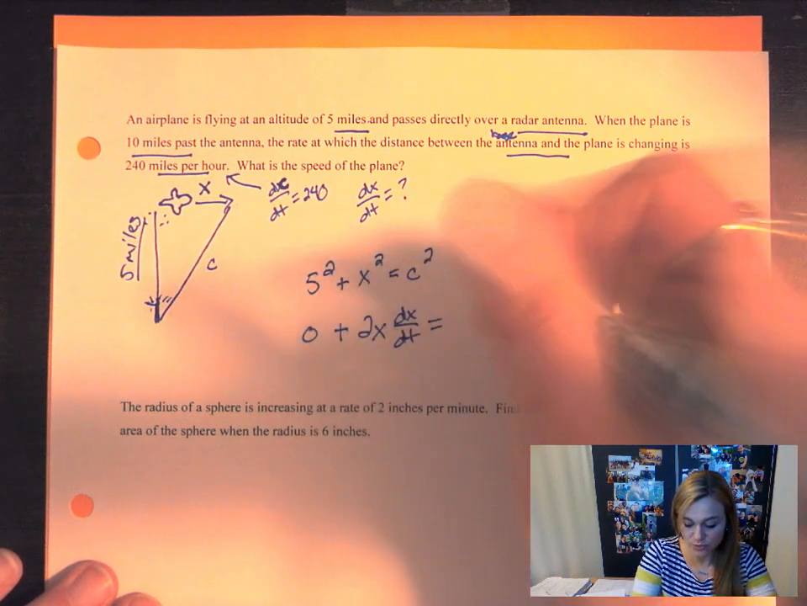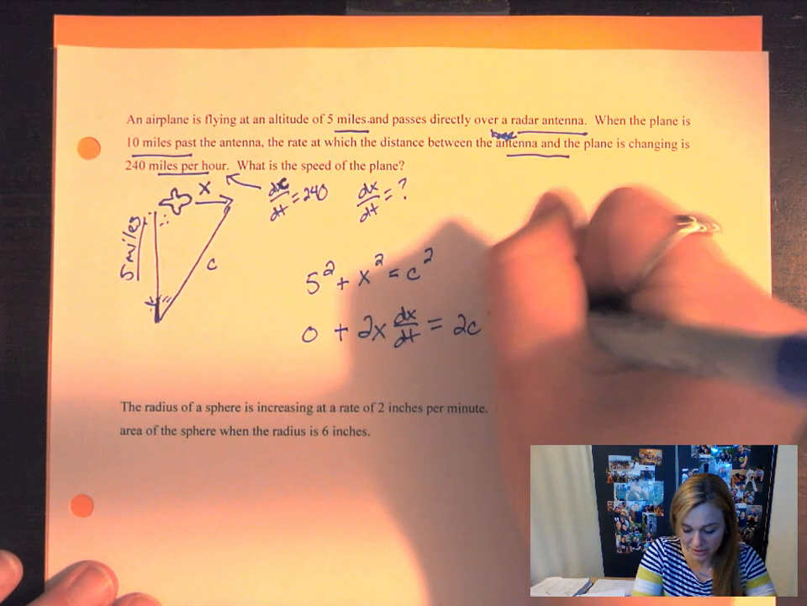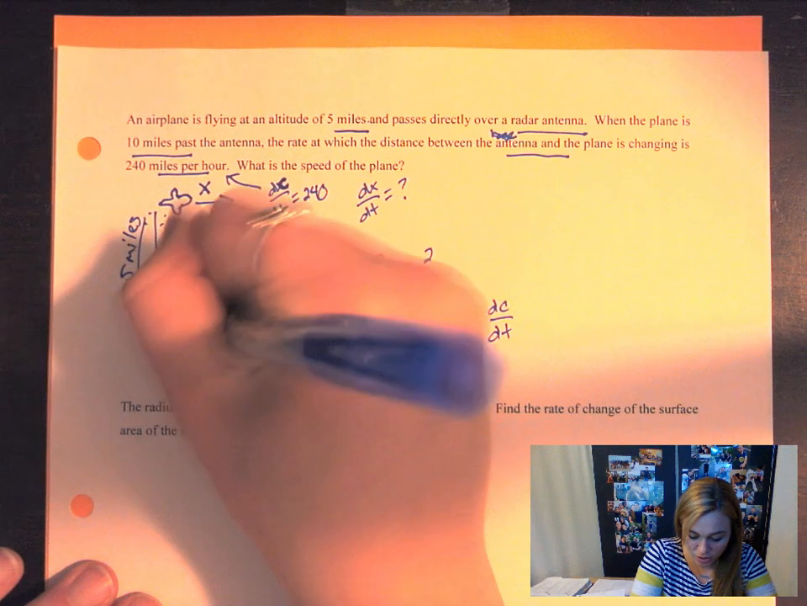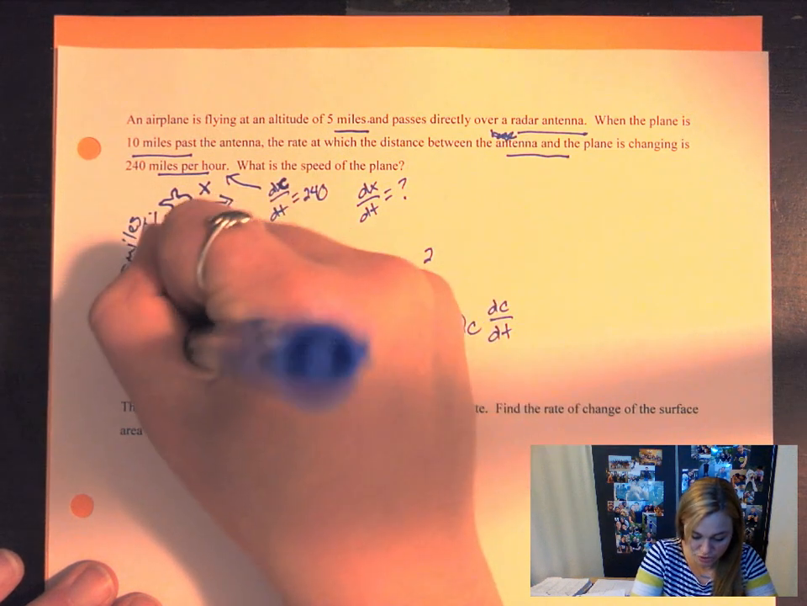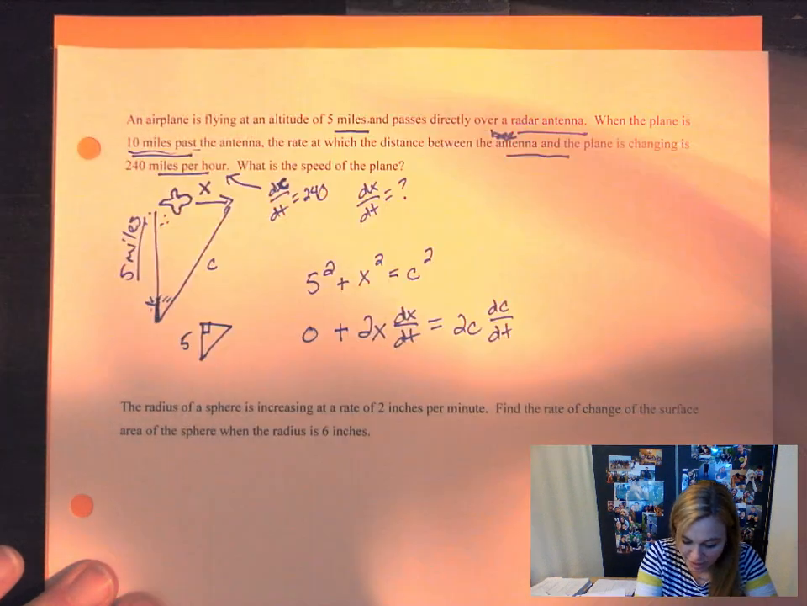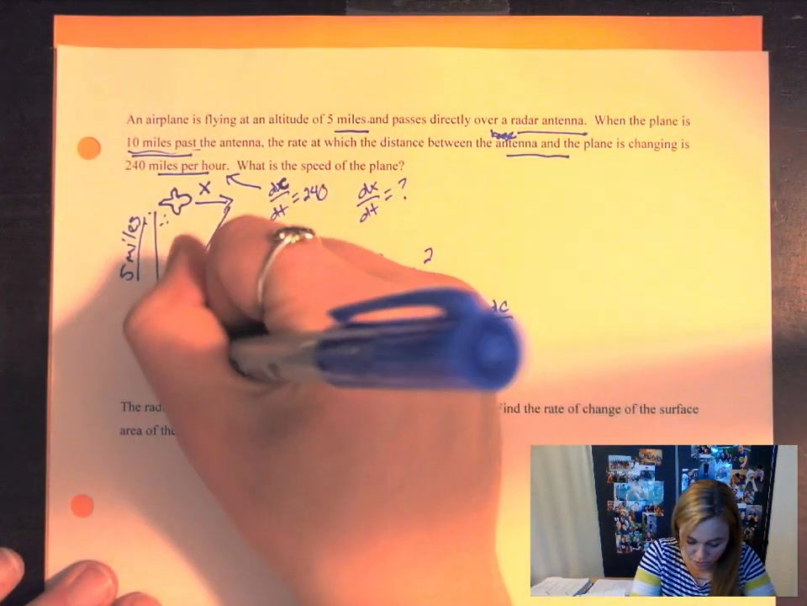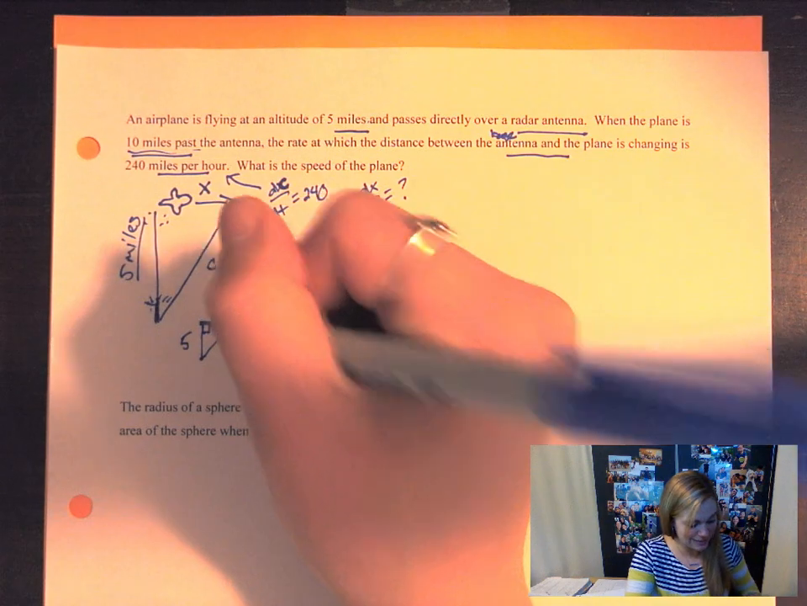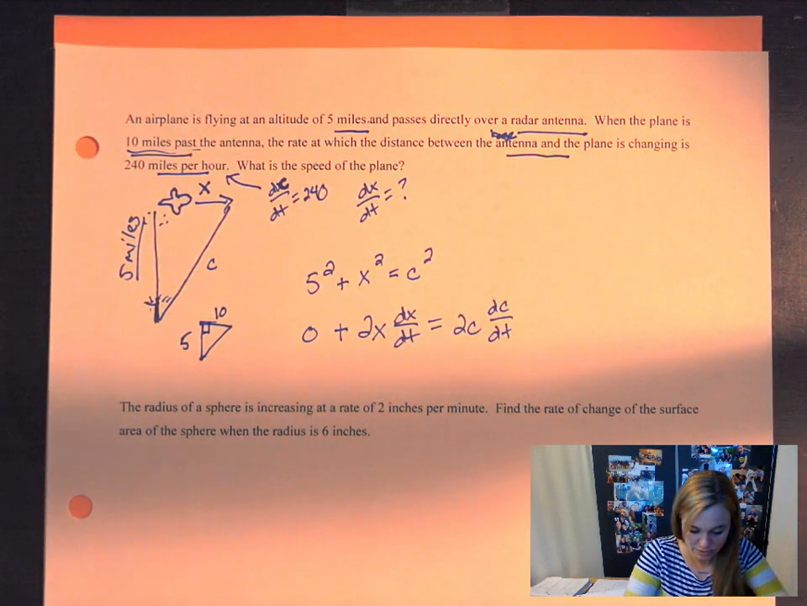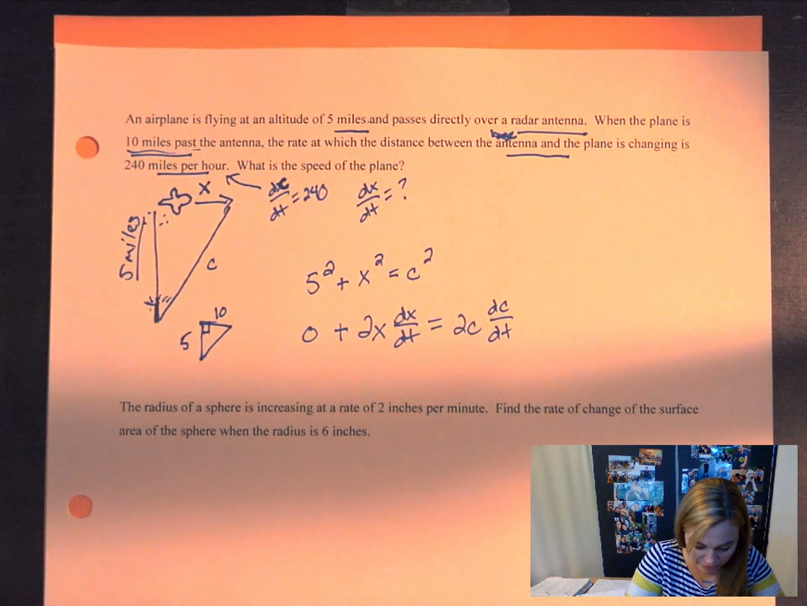The derivative of c squared would be 2c dc dt. In this problem, I know this is at a moment, so I'm making a separate triangle. This is 5, and at a moment when this is 10 miles past the antenna, so it flew over top, it's 10 miles past that. What is my c? So I would have 5 squared plus 10 squared.